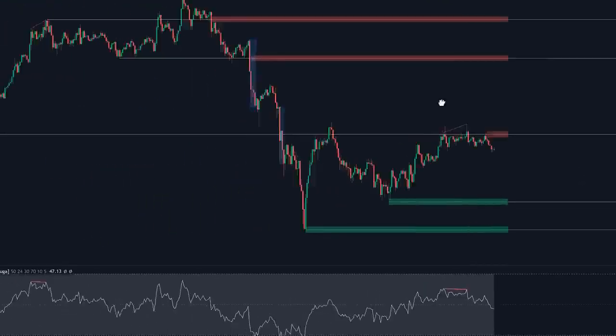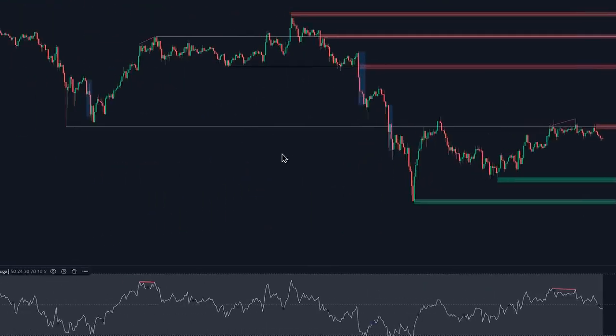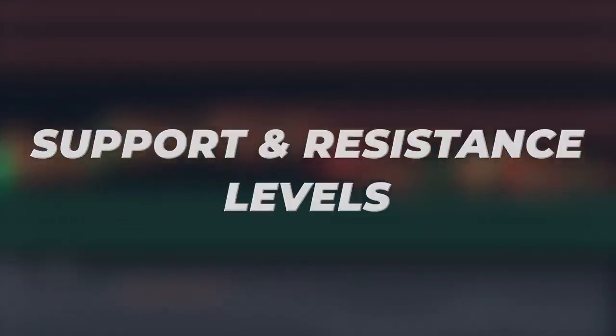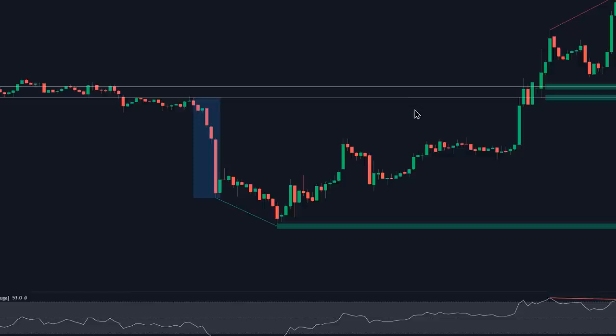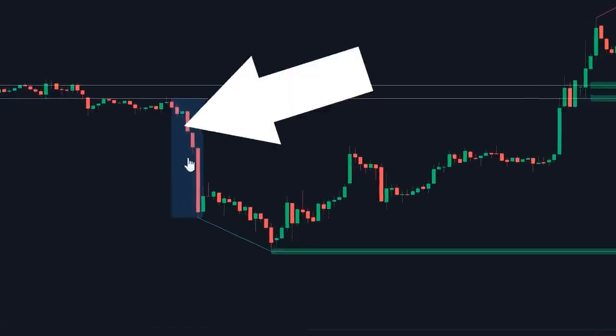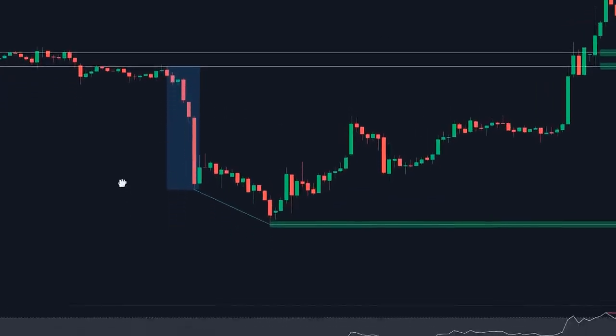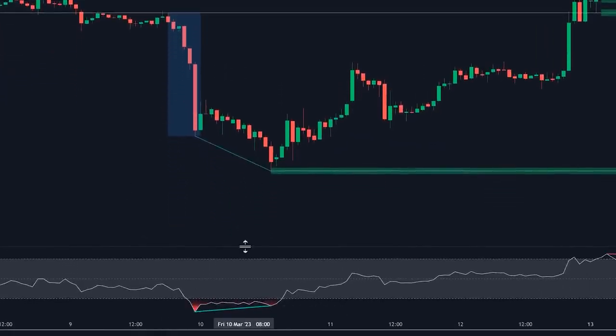Now, how can we use the three features of this indicator to trade? These three features are divergences, correction zones, and support resistance levels. Let's start with divergences, and we're going to combine it with correction zones to take some profitable trades. The first thing you want to look for is a correction zone, labeled by a light blue box. And then you want a bullish divergence to be printed after that correction zone.